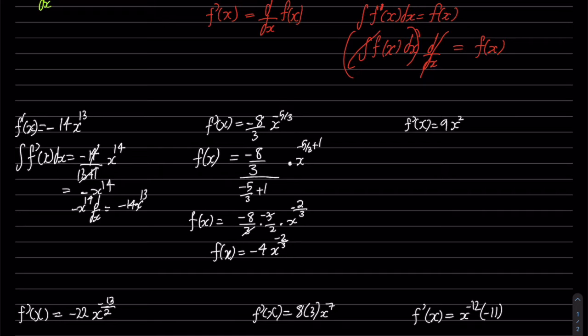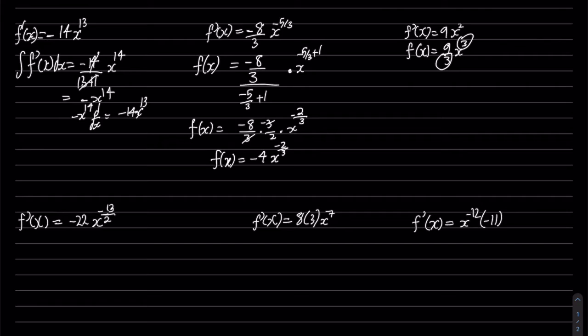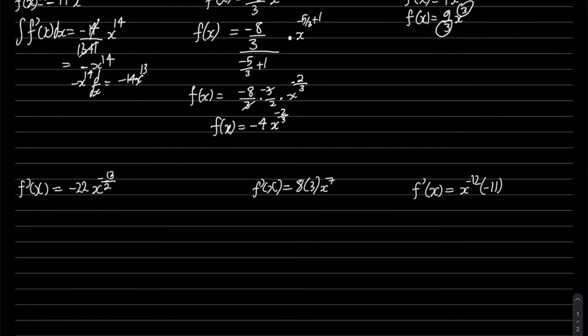All right, here we have f of x. This was going to be easy. 9 over 3 times x to the 3. So what you see is that the denominator and this are just the same thing. Always. So I'll be out here. F of x is negative 22 over negative 13 over 2. Write that better. Negative 13 over 2 plus 1 times x to the negative 13 over 2 plus 1.